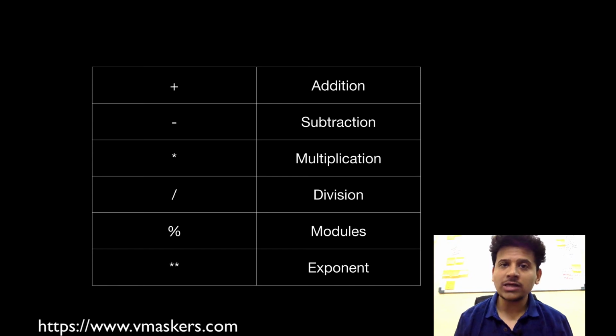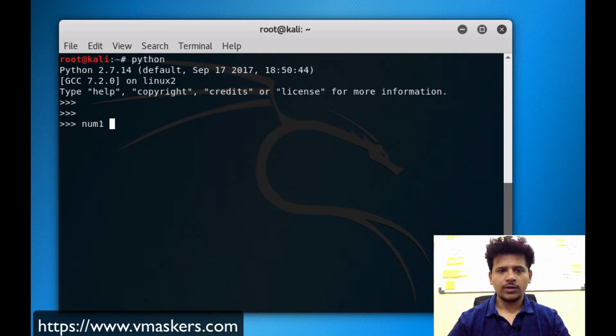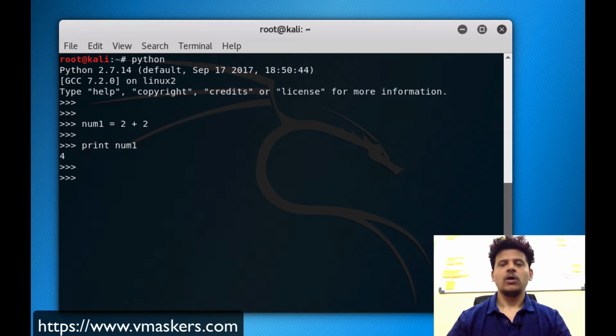Now let's look at the arithmetic operators. Addition, subtraction, multiplication, division, modulus, exponent, etc. are known as the arithmetic operators. Now let's first look at the addition operator. num1 = num1 + 2. Let's look at num1. The addition operator adds the values and stores the result into the variable. In this case, 2 got added to the 2 and it got stored into num1.